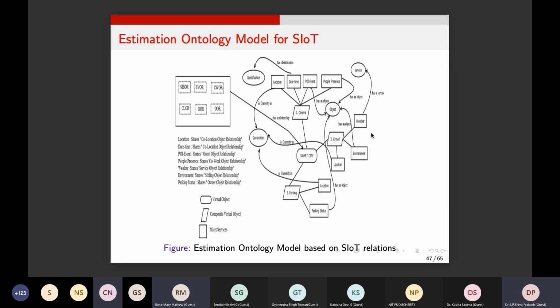Or let's say I want to apply some prediction algorithm, you know, for a crowd app. Let's say for weather-based applications, right? So we have, let's say, weather connected to this, right? So we use these estimation ontology models to predict basically. In fact, a lot of work can be done in estimation ontology.